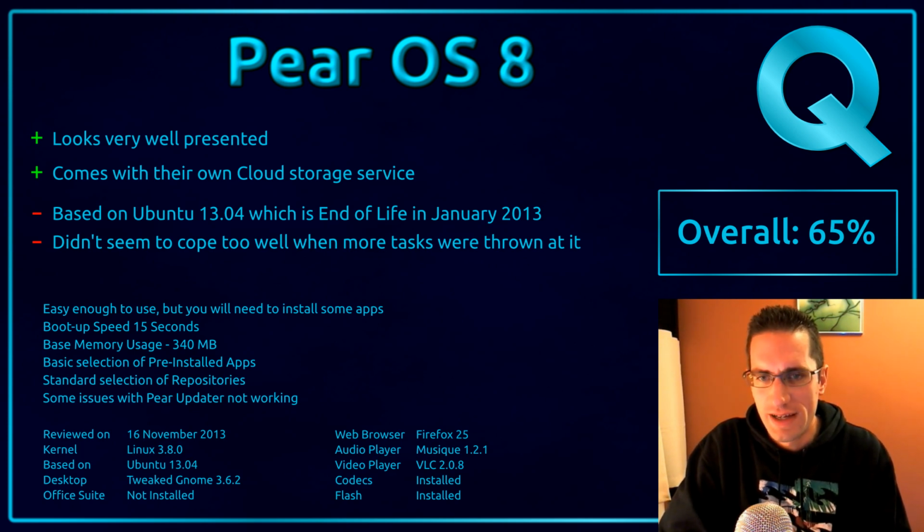Last notable problem they had there was just at the bottom there, I had some issues with the Pear Updater not working. But I just used Synaptic and got around those issues that way. So overall, I've given this distro 65%, which is rather unfortunate, because I do think it looks a whole lot better than Pear OS 6, which I gave a much higher score to. I think I gave that one 80%. So yeah, if it wasn't for the underlying issues, this distro would score a whole lot better.